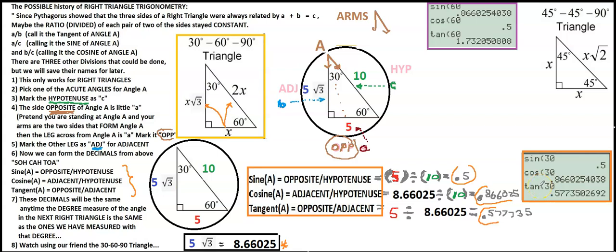Now, this must work for other triangles. So if we take a triangle that was, let's say, 35 degrees and 55 degrees and 90, we should also be able to form these decimals.